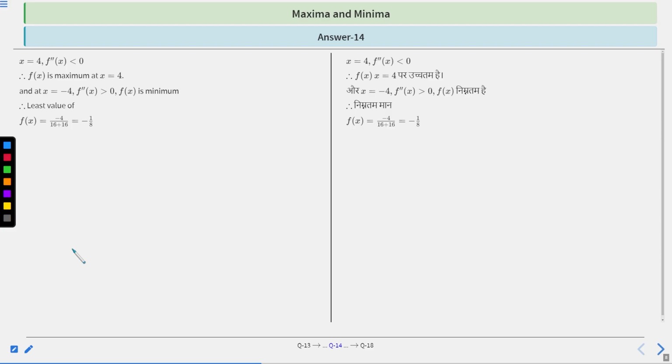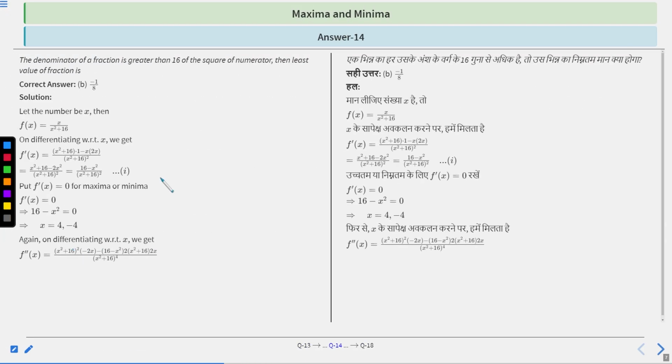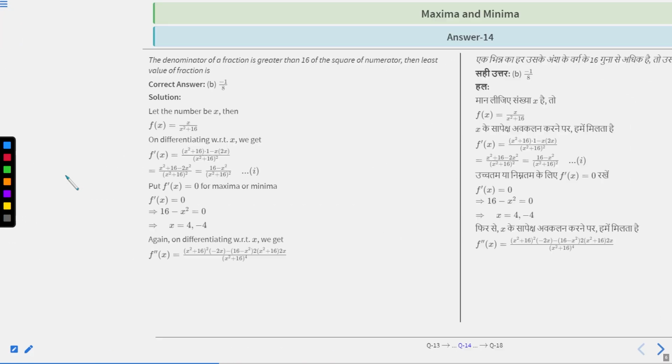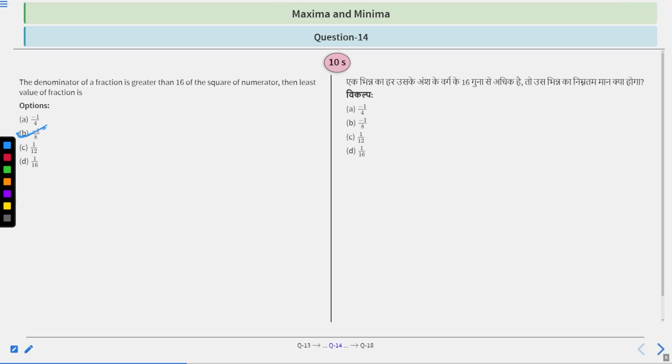Now, at x equal to 4, f double dash x is less than 0, right? When you put x equal to 4, you'll get f double dash x less than 0. Therefore, f(x) is maximum at x equal to 4, and at x equal to minus 4, f double dash x is greater than 0, right? Therefore, f(x) is minimum. So least value of f(x) is equal to minus 4 upon 16 plus 16, which is equal to minus 1 by 8, right? So least value of function will be equal to minus 1 by 8. Clear? I think option B is the right choice, minus 1 by 8. Got it?